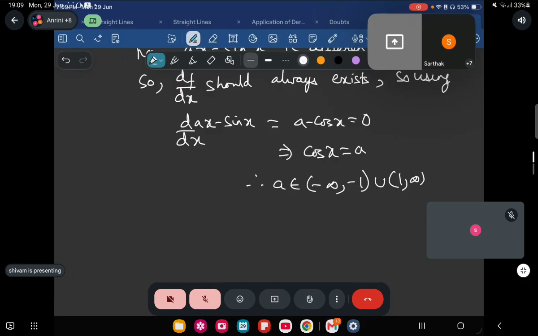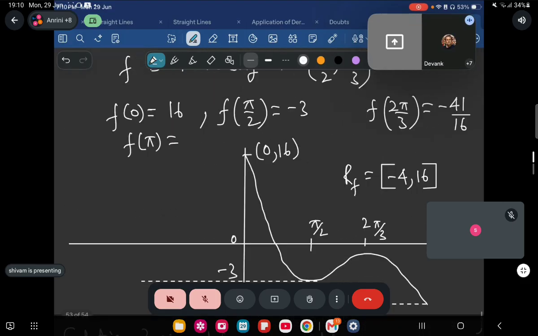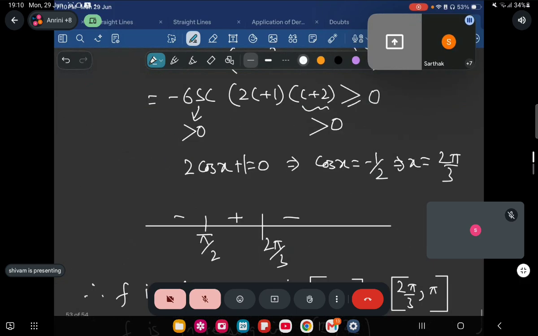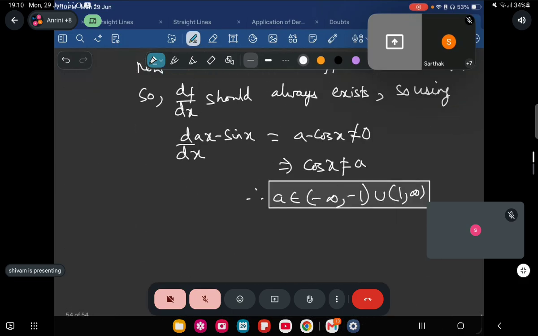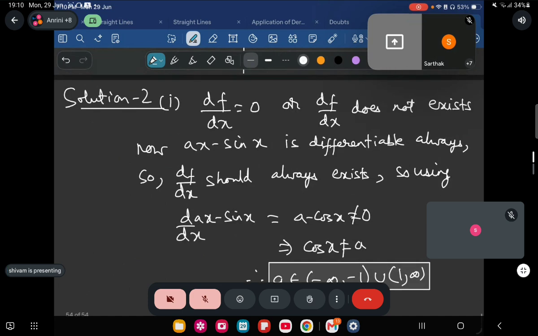Are you getting? Yes, sir. Understood. Okay, sir. So it should be not equal to 0 for no critical point. Yes. Is it clear? Sir, but sir, you wrote in the first line df by dx equal to 0. No, actually, I changed it to not equal to zero. Okay. Is it clear? Okay, sir. Now understood. Then only it does not have a critical point.